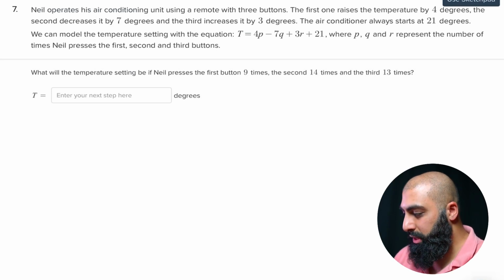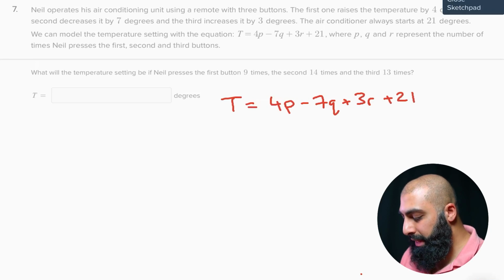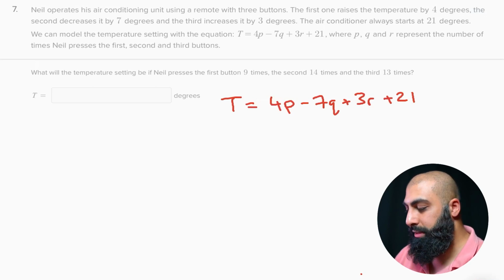So let's quickly write this equation out. We've got T is equal to 4P minus 7Q plus 3R plus 21. Now remember, P, Q, and R represent the first, second, and third button respectively, okay? The number of times they've been pressed.